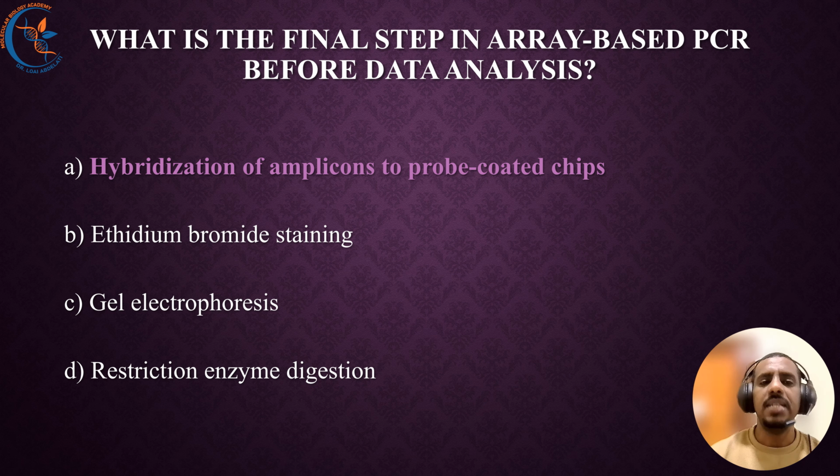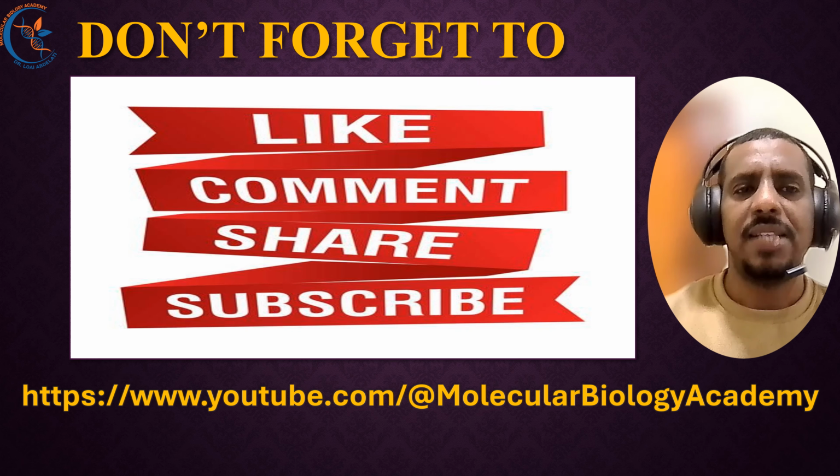The correct answer here is hybridization of amplicons to probe-coated chips. As we know, PCR products bind to the complementary probes on the array for detection. Okay? Other options, staining in option B and gel in option C, are used in conventional PCR, not arrays. Okay? Let's move on.